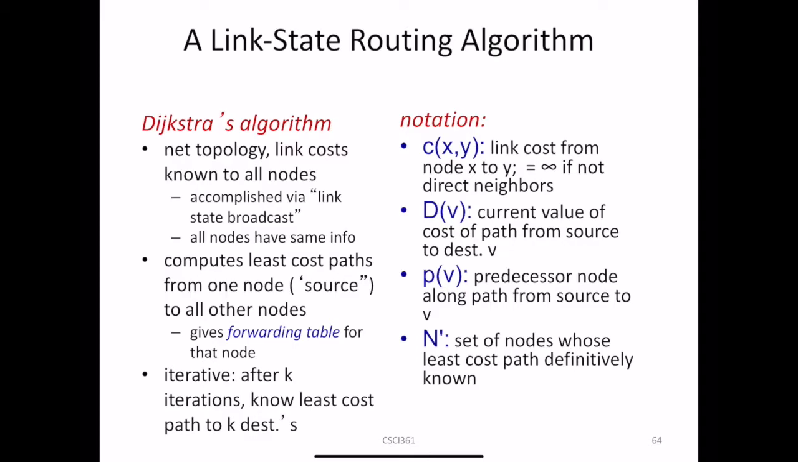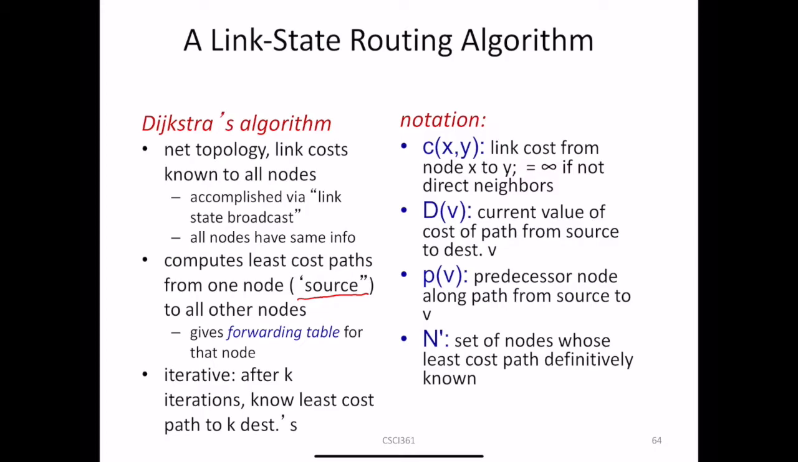And all nodes have the same information. Otherwise, we cannot call it global information, right? It computes the least cost path from one node, which we call the source node, to all other nodes. Then we get the forwarding table for the source node. And for the iterative process, after k iterations, we know the least cost path to k destinations. So that means for each iteration, it will know one destination's least cost path.